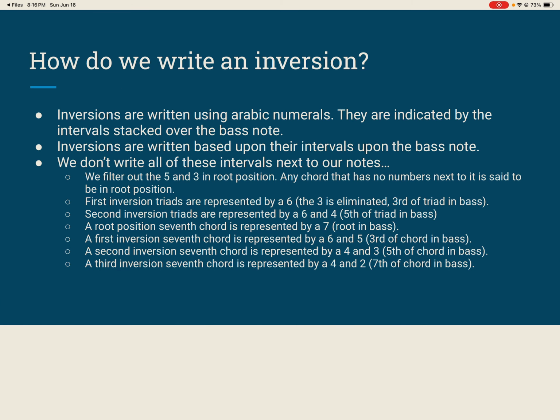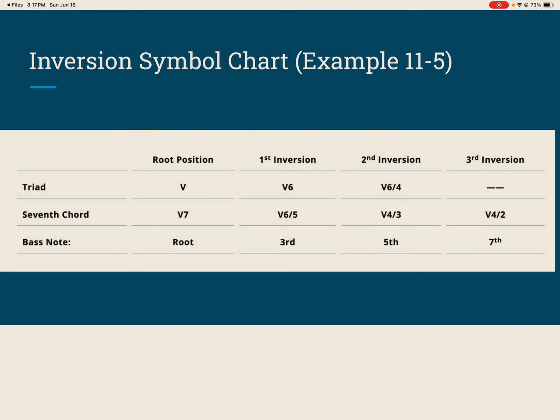I didn't quite go over this slide, but I thought it might be helpful to review it after. So how do we write an inversion? Inversions are written using Arabic numerals. They are indicated by the intervals stacked over the bass note. Inversions are written based upon their intervals upon the bass note. We do not write out all of the intervals next to our notes. You could take a minute and pause and read those. However, you could also just look at this inversion symbol chart, which you will get for every other quiz, to help you as a resource.